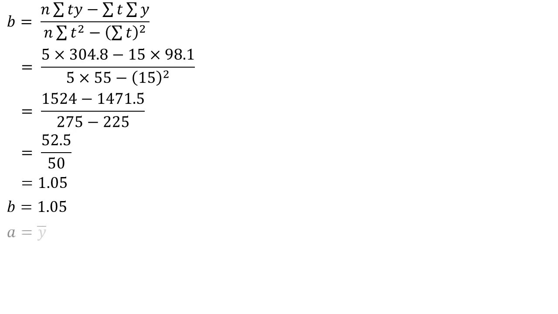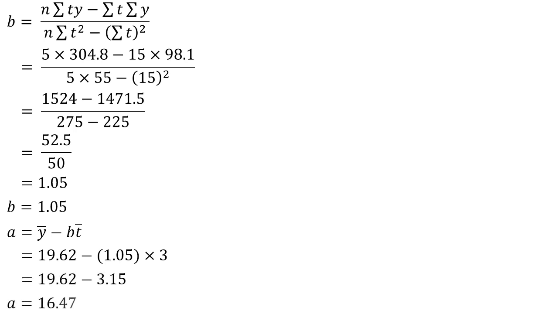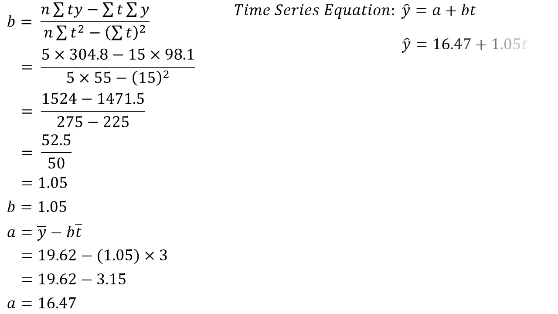Put this value of b into our equation of a, which is y bar minus b t bar, putting the values: y bar 19.62, b 1.05, t bar 3. Multiply b with t bar first and then subtract it from y bar to get a as 16.47. Now put this into our time series equation, that is y cap is equal to a plus bt, putting the value of a 16.47 and b 1.05 t.